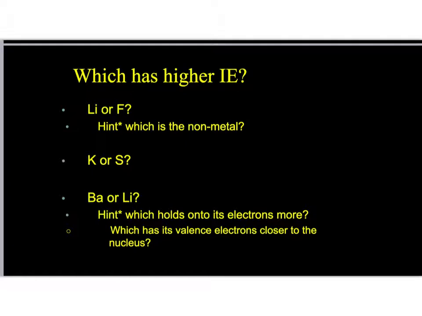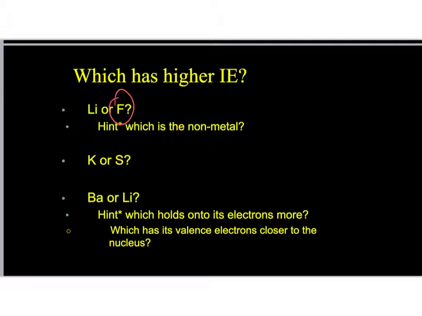So we want to know what has the higher ionization energy. The first one, right, lithium or fluorine. If we look at that one, okay, lithium is a metal, right? So it's going to have a lower ionization energy. Plus fluorine is further to the right, okay? So fluorine is the right answer because it's further to the right. Remember, we increase from left to right.